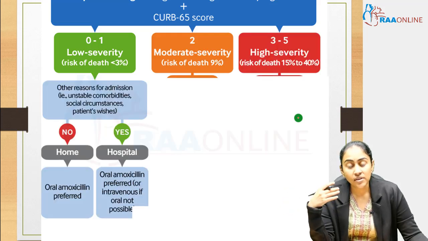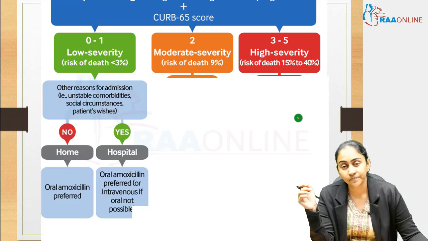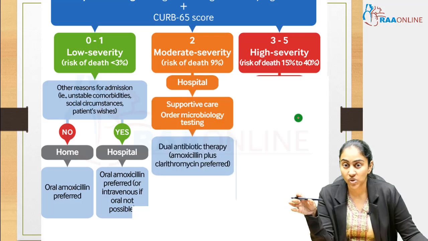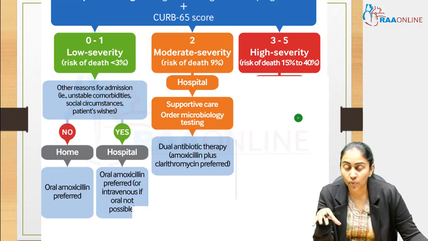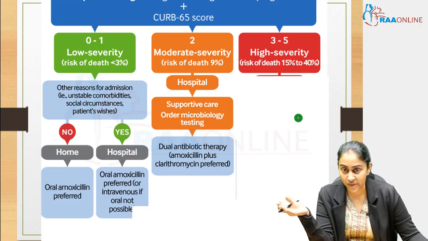So, if it is the outpatient setting, then we are generally going to prefer oral amoxicillin or azithromycin. Now, if the score is 2, that means usually the patient is going to require admission, and we will have to think about a dual antibiotic therapy. So, usually you give both amoxicillin and a macrolide like azithromycin or clarithromycin.